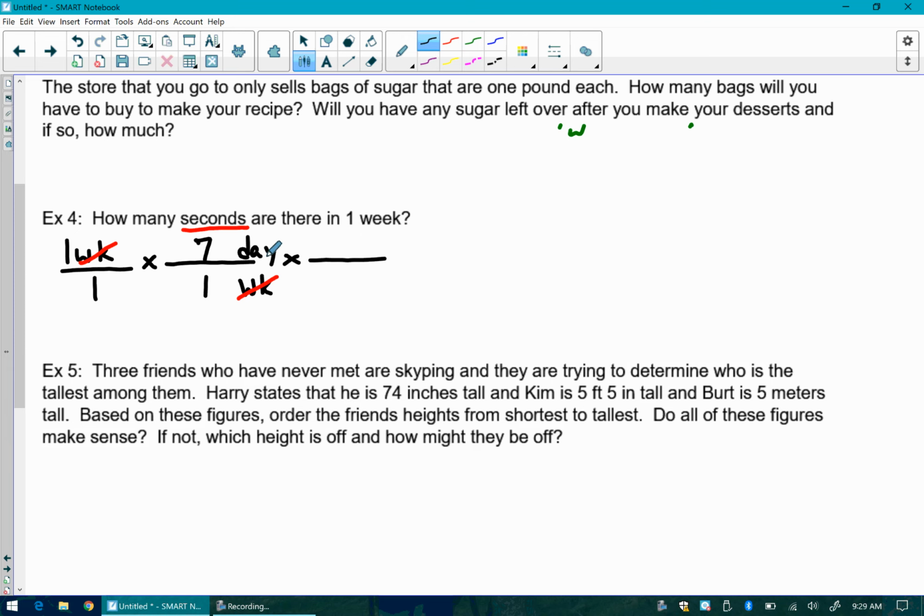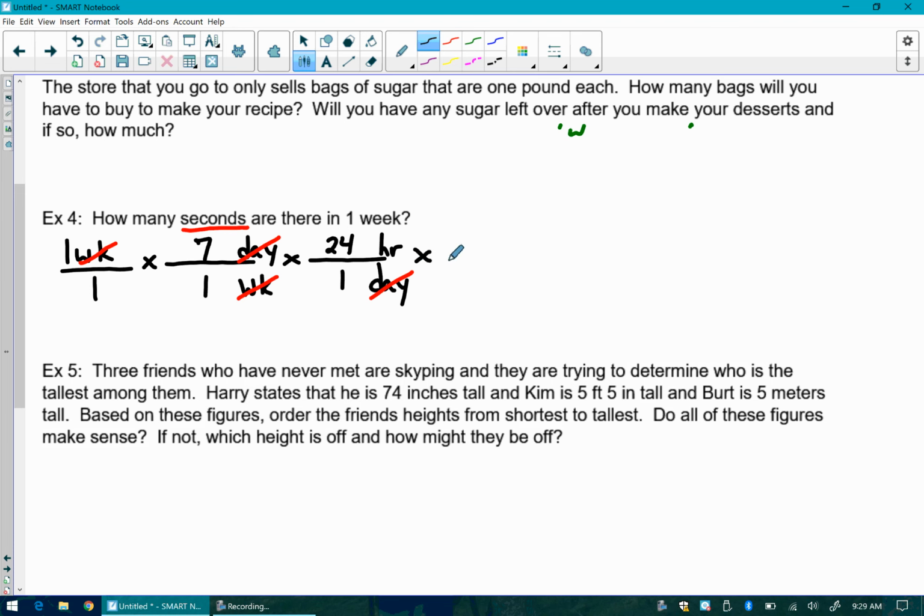Think about now, okay, if days are up top, I've got to get rid of days. So I put days on the bottom. I can't go directly from a day to a second, but I could go from a day to an hour. And think about what you know about the conversion factor between an hour and a day. There are 24 hours in 1 day. Now at this point, look at what's canceling out. Days are gone. But still, I'm not going to stop because I'm sitting at hours and I'm trying to get to seconds. I keep going.